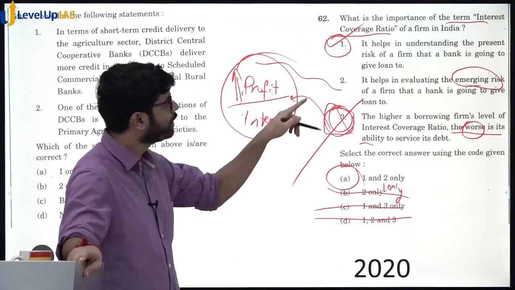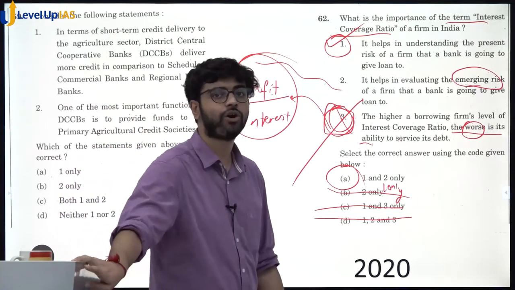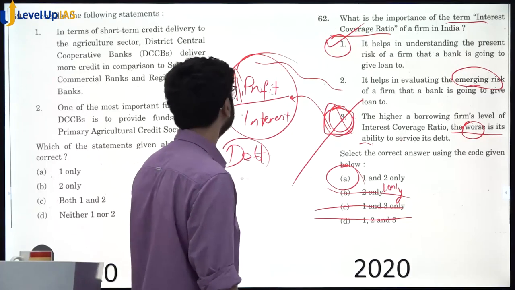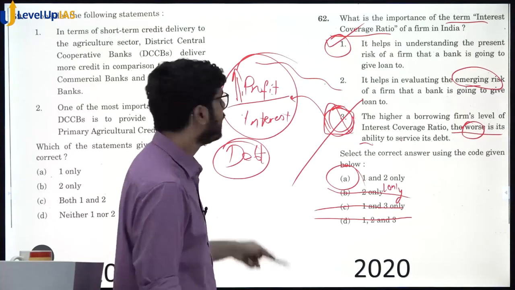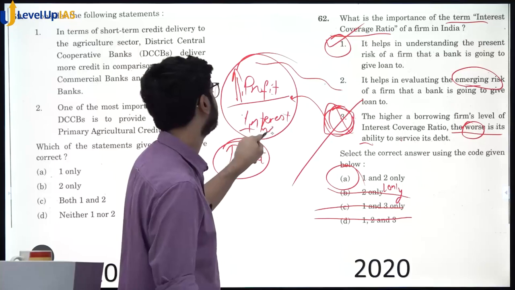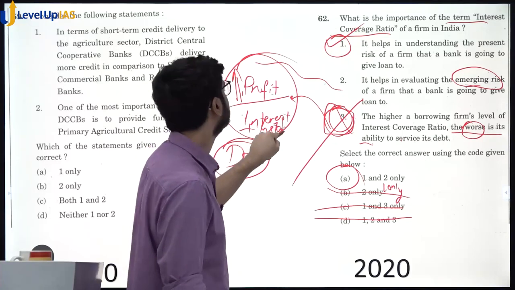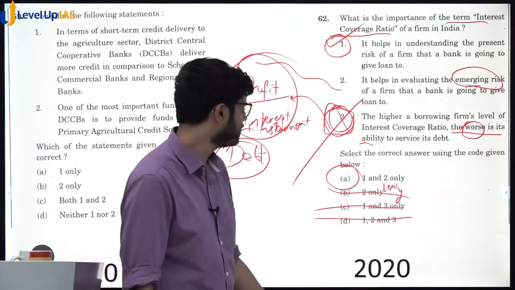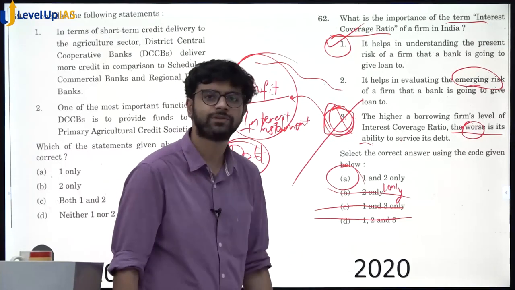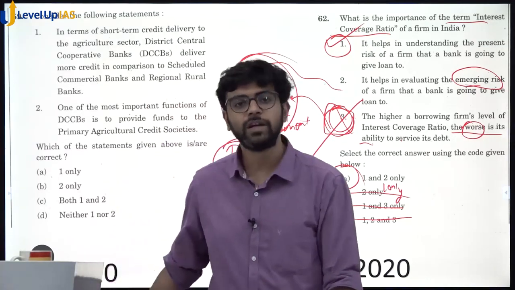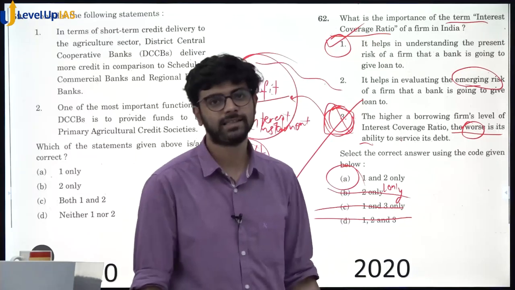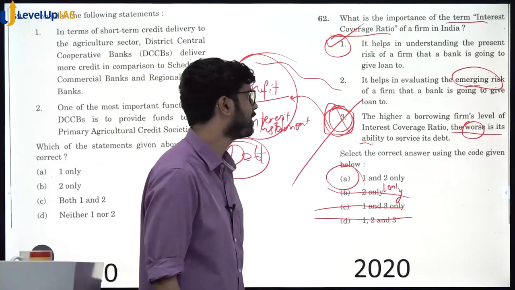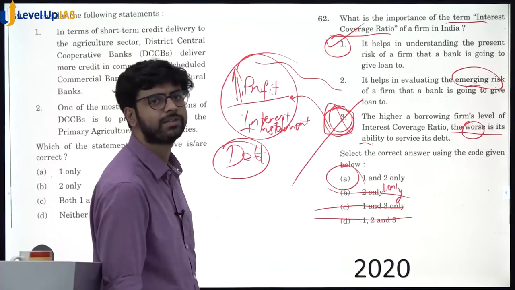Did I teach you one more ratio along with the interest coverage ratio? I had taught you one more ratio called the debt coverage ratio. What is in the debt coverage ratio? Installment is also added to interest. The rest remains the same, but installment is also added to interest. That is debt coverage. So I will not be surprised if in 2021 it asks the debt coverage ratio. We have seen that in 15 it asks CRR, in 16 it asks SLR, in 17 it asks MCLR. Now in 20 it may ask interest coverage, 21 it might ask the debt coverage ratio. Very simple.